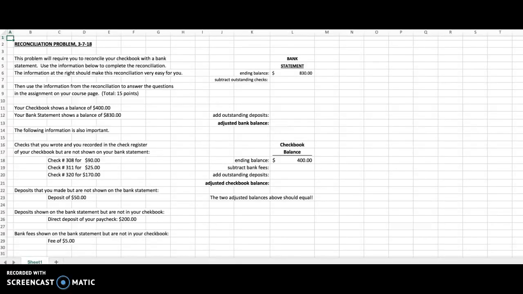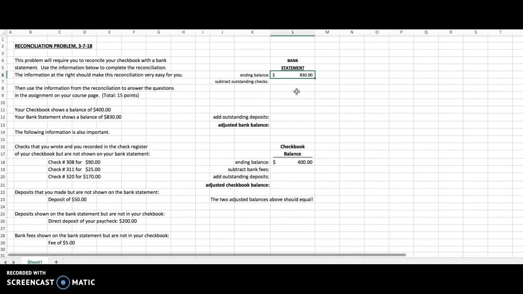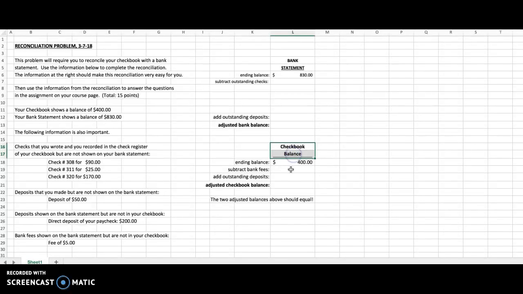Now, on your screen, you see a problem that you had back on March 7th. In this situation, the bank statement, which is right here, has an ending balance of $830. When you look, your checkbook has an ending balance of $400. Now the temptation is to say, that's great, I have more money than I thought I had, and I'm just going to adjust my checkbook and say that I have $830. That is a mistake. What you need to do is to make sure that the bank statement and your checkbook balance agree. And right now they don't.